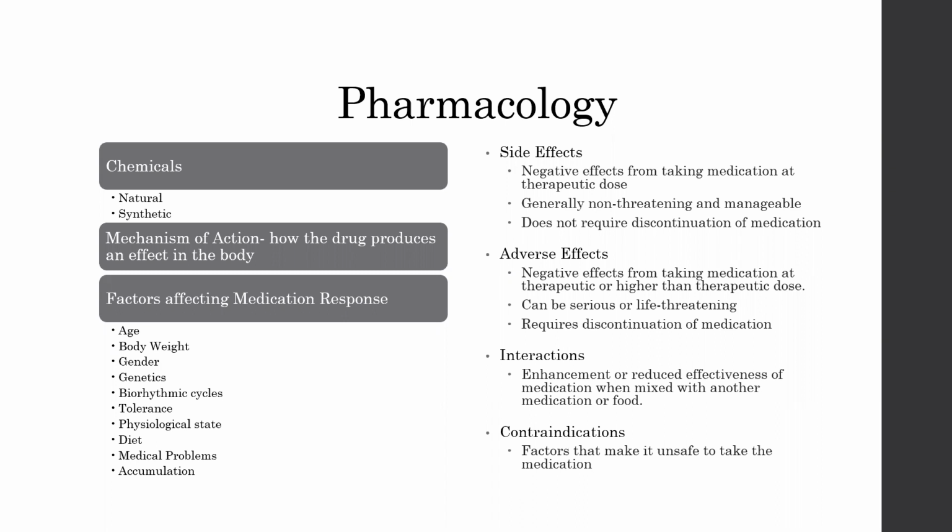The mechanism of action is how the drugs produce an effect in the body, and the effect is affected by things like age, body weight, gender, genetics, biorhythmic cycles, tolerance, which is when you require more of the medication to produce the same effect as your body gets used to the medication, the psychological state, which we'll talk about more when we talk about placebo effect, somebody's diet, their medical problems, and accumulation of the medication.